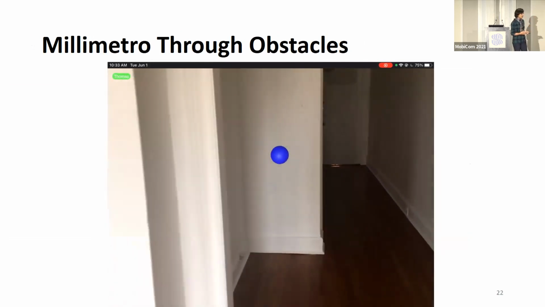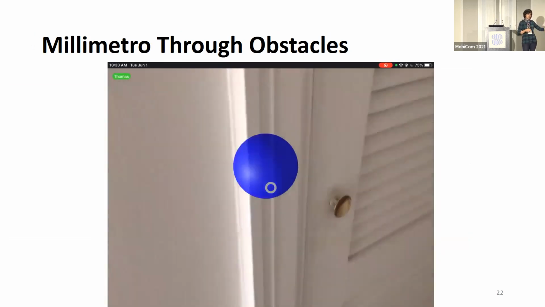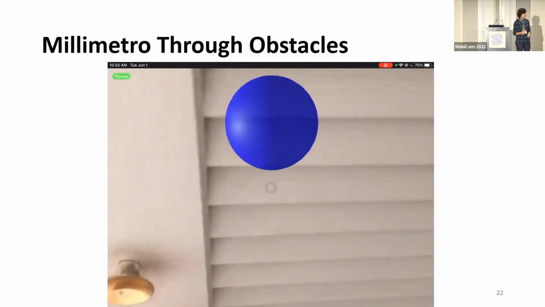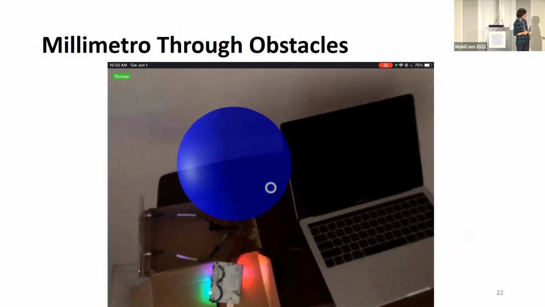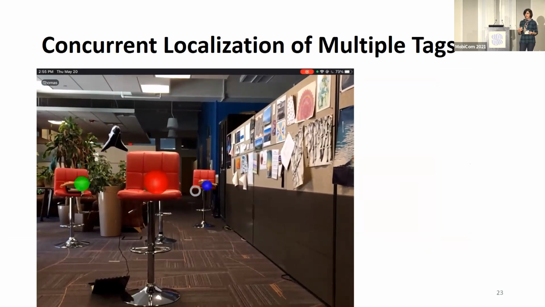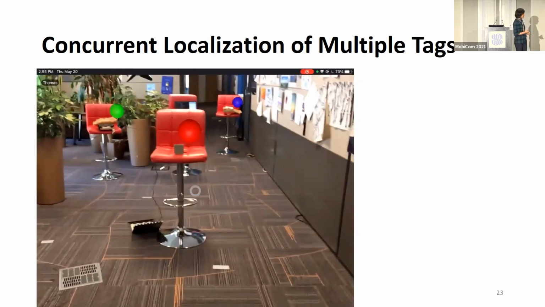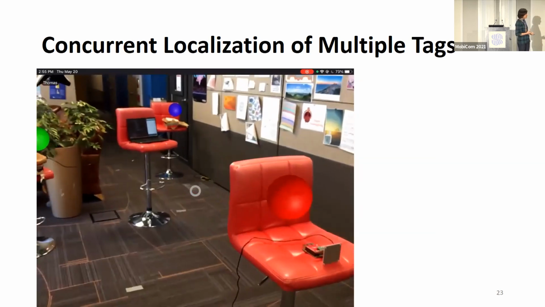We also have this augmented reality app that we designed on top of Millimetro. It basically uses the estimates and visualizes where the tag is, and you can see that we could also detect it even through the walls. Or here's the case where we have multiple active tags, and we use the same app to visualize all those active tags together, where we estimated their locations, with different colors or different IDs of these tags.